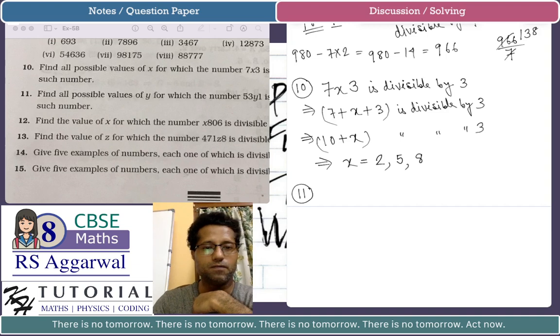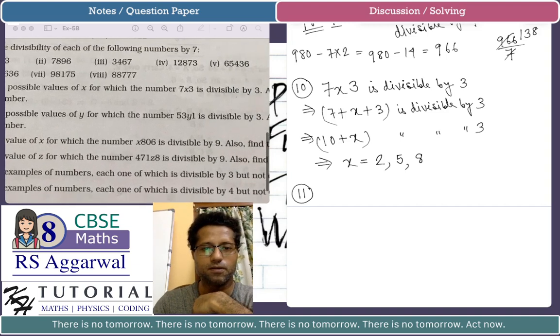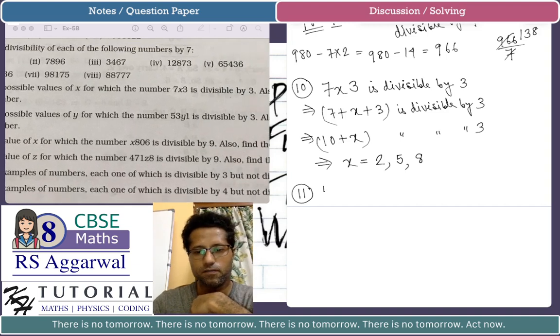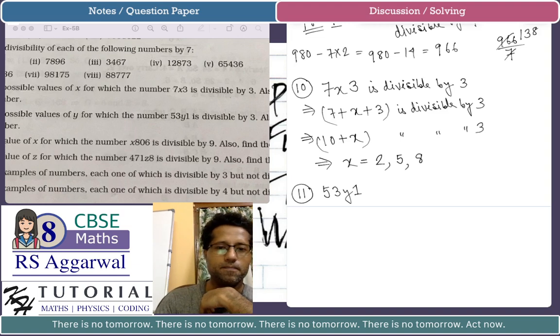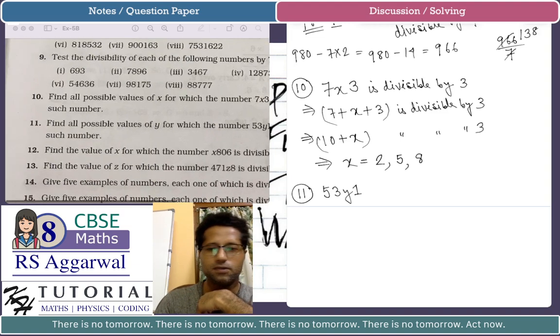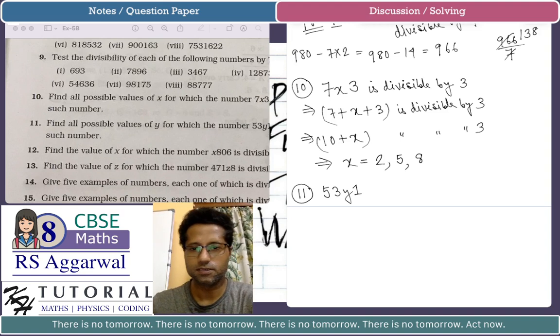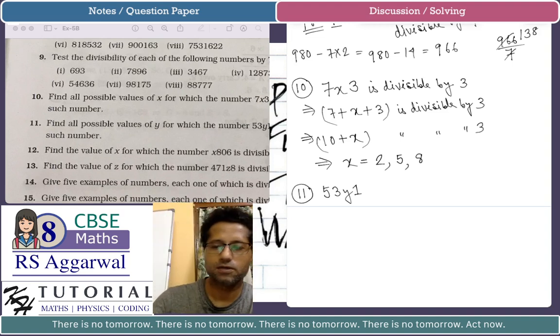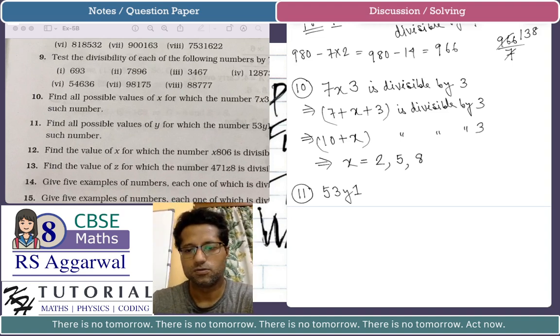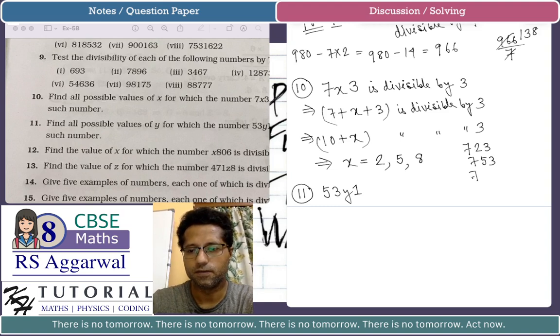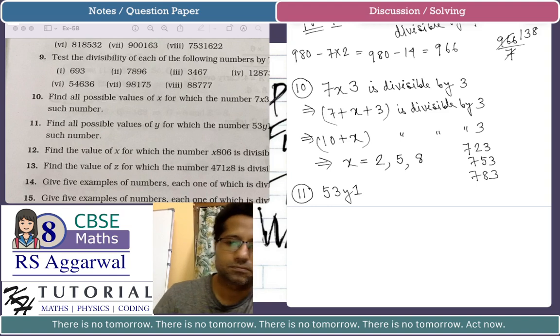Find all possible values of y for which the number 53y1 is divisible by 3. Also find each such number. Okay, so in problem 10 also, we were asked to find all the numbers. So the numbers will obviously be 723, 753 and 783.